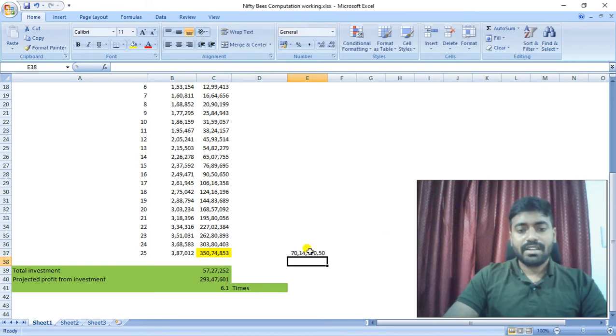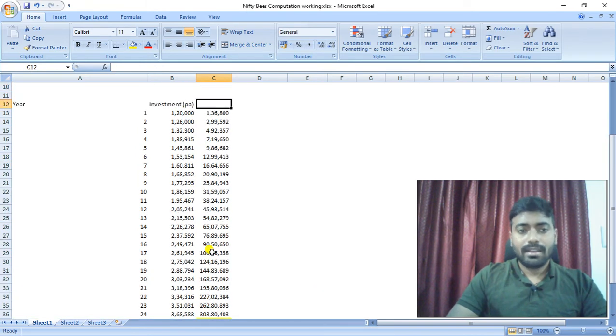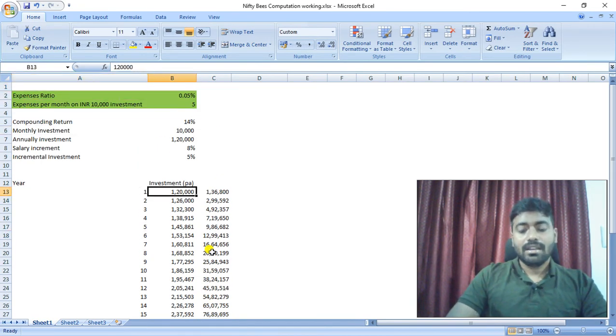Take the example, 20% you are compounding. So how much you are generating? You are generating 70 lakhs, which is quite a good amount of money by sitting in your home. So if you can generate 70 lakhs per annum, aram se you can live a good life. So that's all about the Nifty Bees, the power of Nifty Bees. So plan early, start now, don't delay, and start investing right now, so that you will get the compounding benefit.